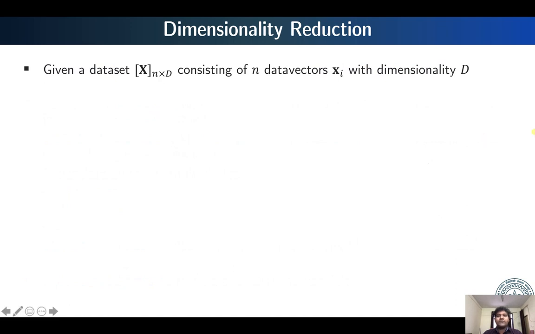So let us formally define this dimension reduction problem. Let's assume that we are given a data set which is represented by this letter X. It consists of n data vectors represented by xi, and each data point or data vector has dimensionality which is denoted as capital D. So it's a very high value, so the dimensionality is high.